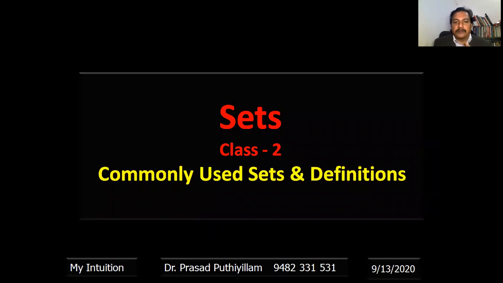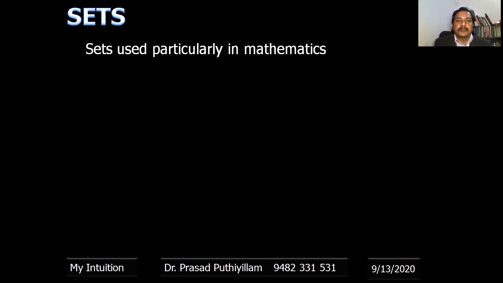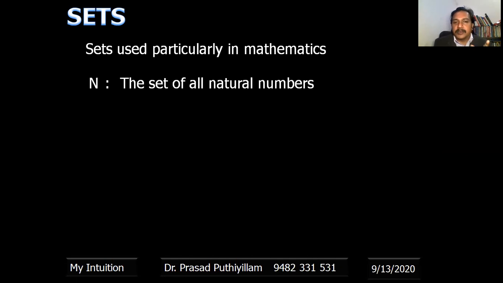So it's a continuation of class 2 sets. Some commonly used sets we will discuss, so I prepared some notes based on that. Sets used particularly in mathematics are, capital letter N, which represents the set of all natural numbers. Natural numbers were already discussed in the previous class.